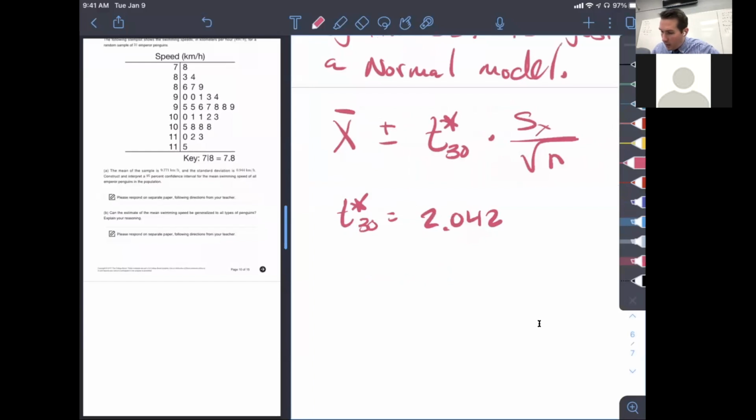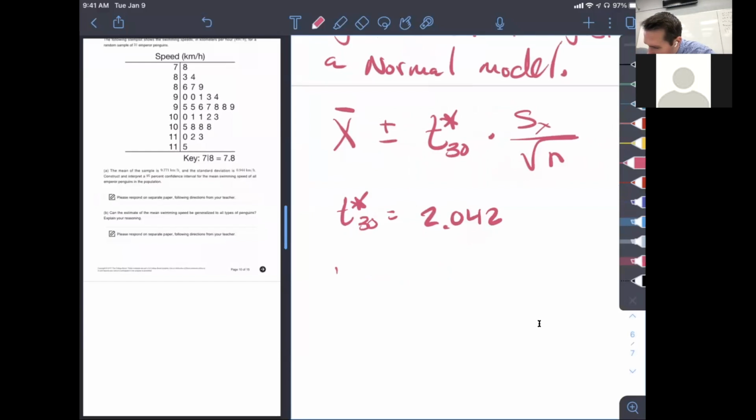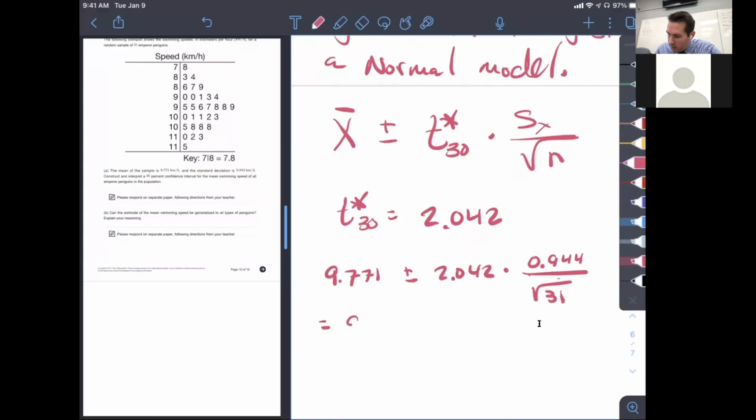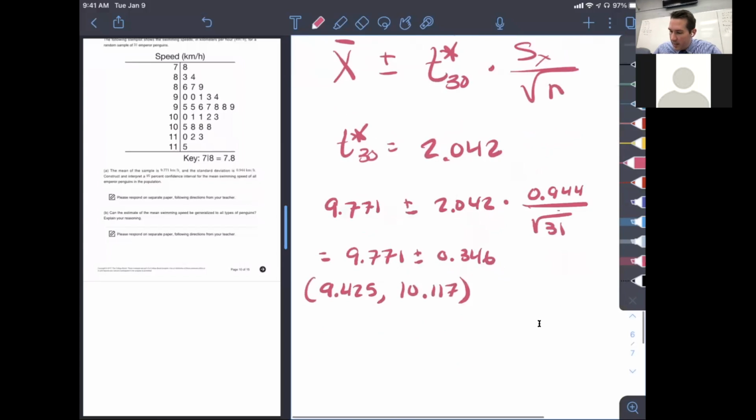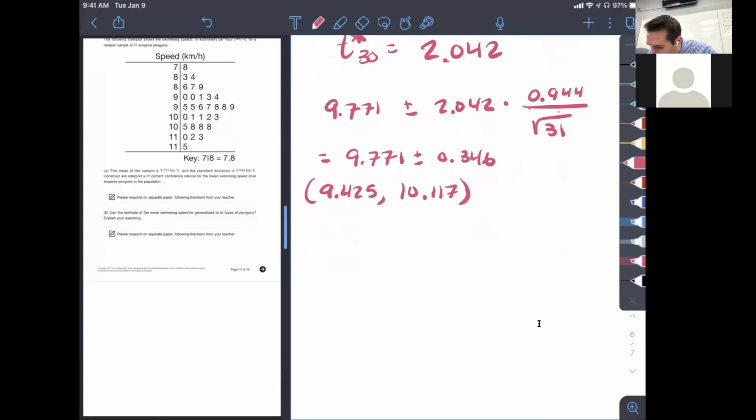So then we go: x bar we were given is 9.771 plus or minus 2.042 times the standard deviation, 0.944, over the square root of 31. Once you type that in, you will get 9.771 plus or minus 0.346, which gives us an interval of 9.425 to 10.117. Now that's not good enough because it says construct and interpret. So we need to interpret this.